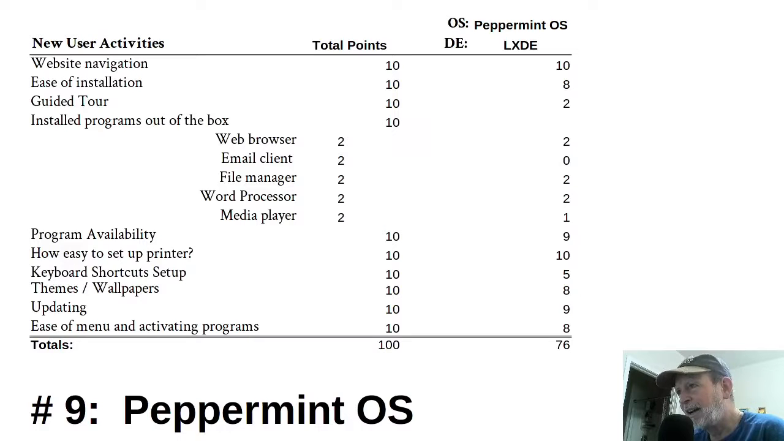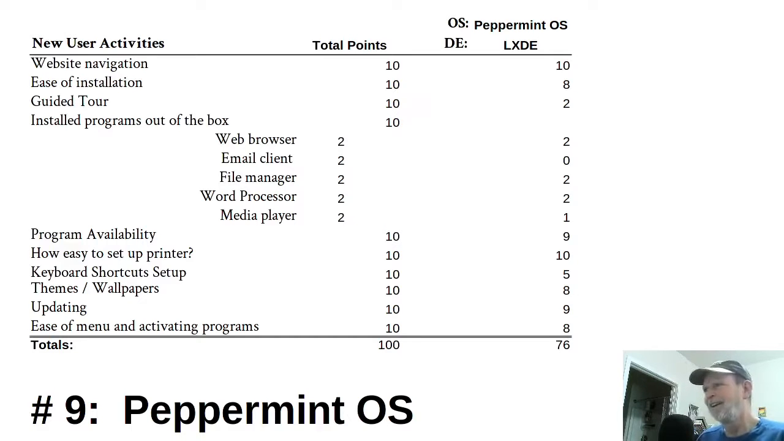Then you had themes and wallpapers. How well was it to theme and wallpaper your distro? Updating, how easy it was to update. Most of them did pretty well on that. And easy menu and activating programs. Most of them did pretty well on that too. So it all depends on the desktop and what kind of menu system they had and that kind of thing. But most of them, I tried to be fair, even though I prefer the Linux Mint Cinnamon desktop menu type system, the way that works. Yeah, I tried to be fair to them. I think I gave them all high grades on that.